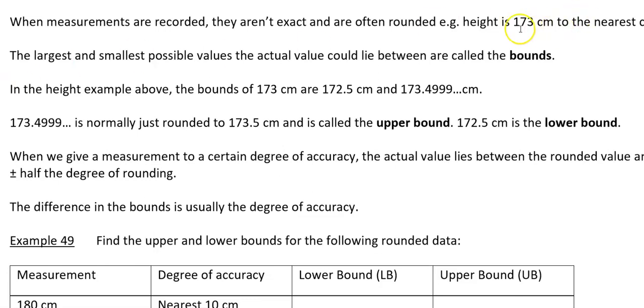The next bit of note says, when measurements are recorded, they aren't exact and are often rounded. So for height, for example, height is 173 centimeters to the nearest centimeter. The largest and smallest possible values, the actual value could lie between, are called the bounds. So the upper limit is a bound and the lower limit is a bound.